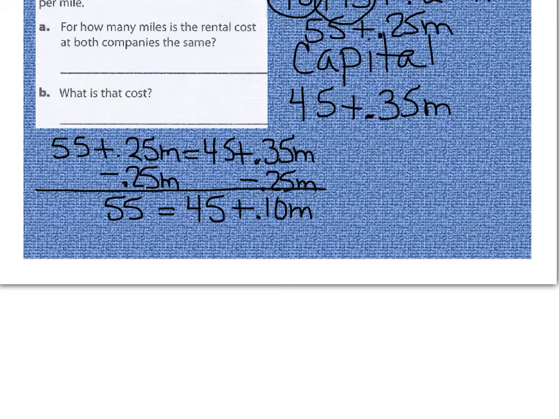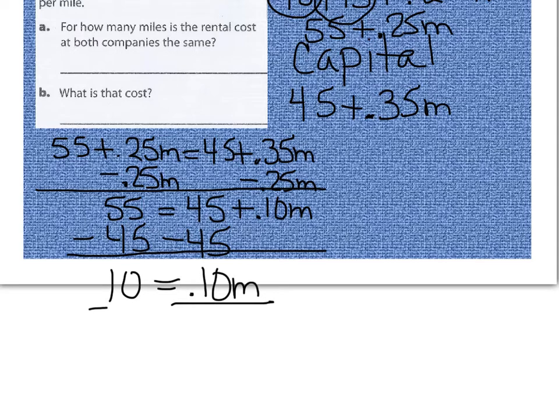So now, what are we going to do to get M by itself? Well, next we have to subtract 45 from both sides. When we subtract 45 from both sides, we now have 10 equals 10 cents M. Remember, when you plug it into the calculator, if we want to solve for M, we've got to divide by 10 cents. Don't forget that decimal point, because that will change your answer drastically. When you do that, you are going to get an answer of 100.